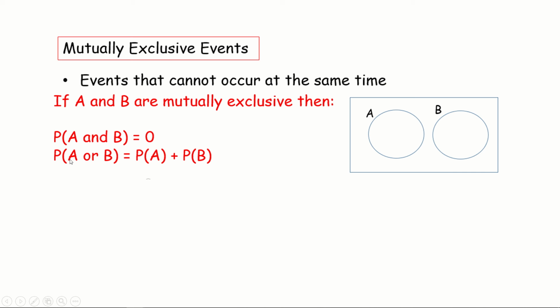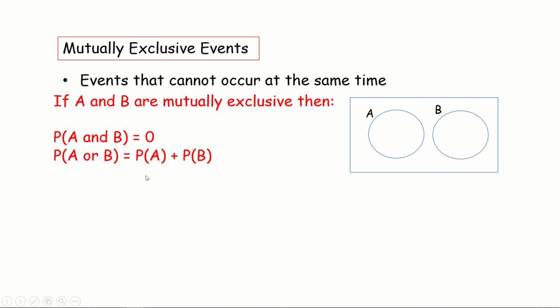And if I want to figure out if one or the other happens, I just have to add the probabilities. So flipping a coin, getting a head, that's half. Getting a tail, that's half. That's all the possible things that could happen there, so add them up, I get 1. All probabilities add up to 1.